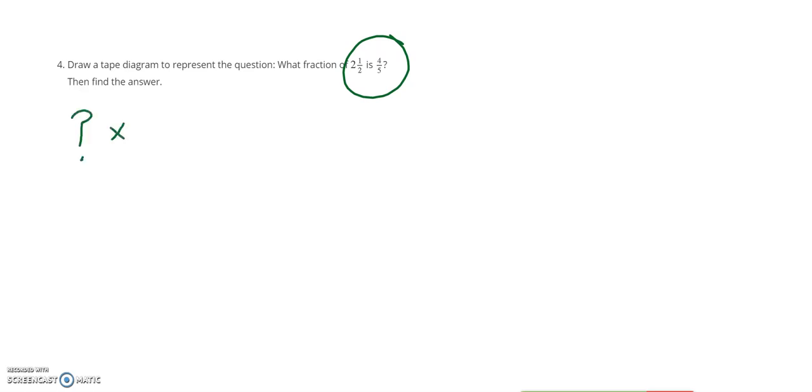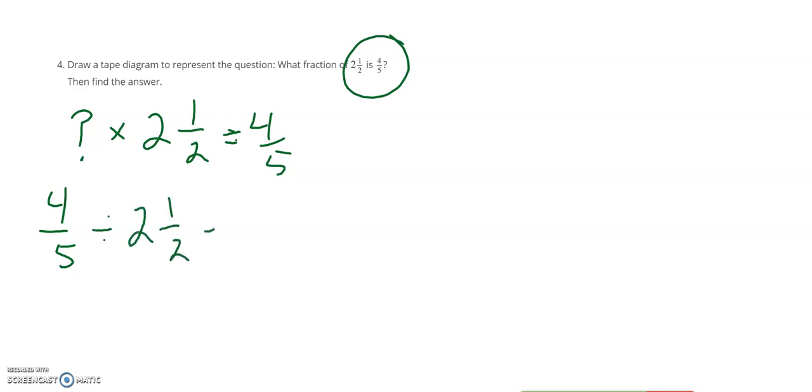Alrighty, we did some of this in class. What fraction of 2.5 is 4/5 is a multiplication equation like this. How much of 2.5 is 4/5? It's also the division equation, 4/5 divided by 2.5 equals question mark.